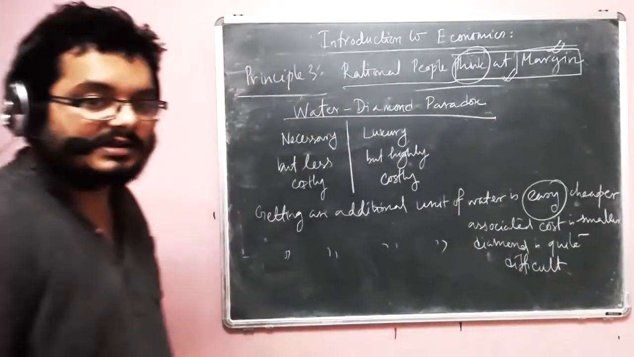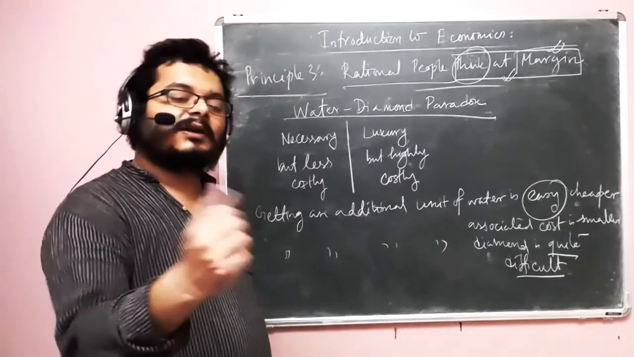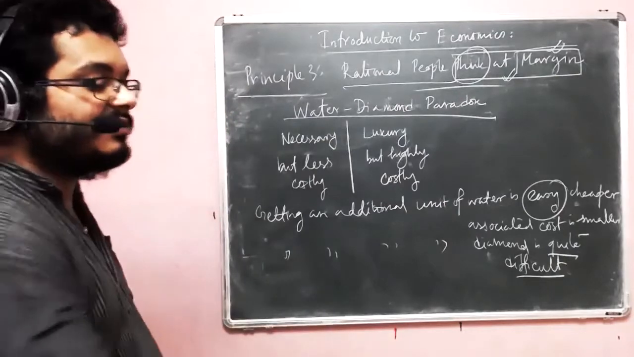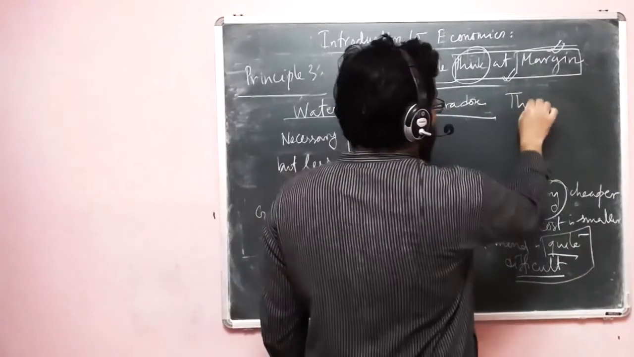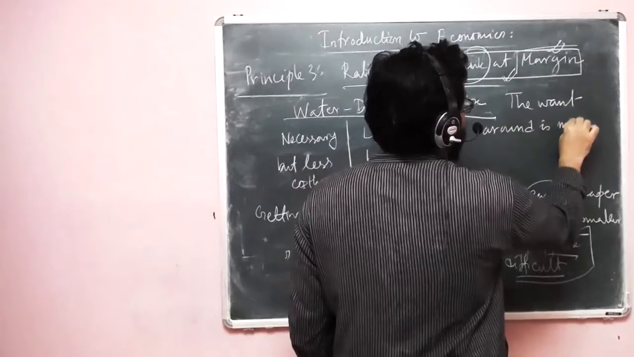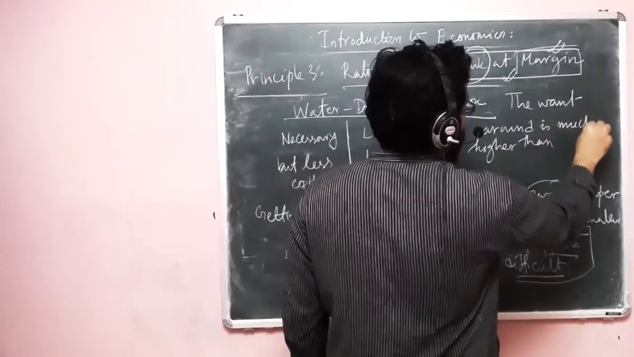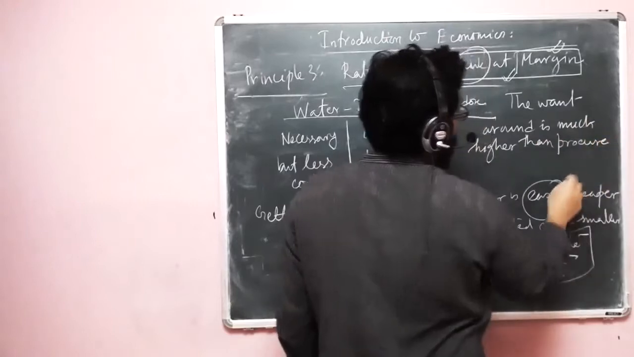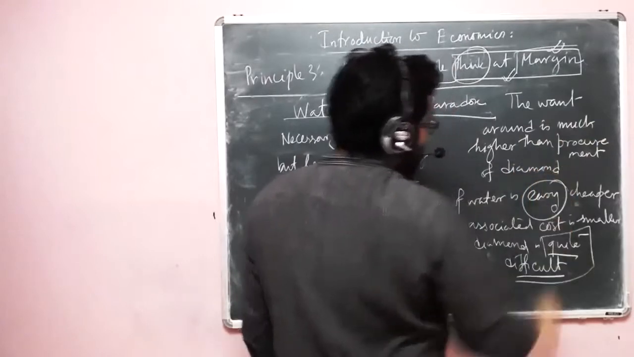Now, in what sense is it difficult? That is the most important part. It's not that it is quite difficult to find, because diamonds come from diamond mines. It's not that you pick up one diamond and bring out the beauty of it and then go for another diamond in the mine. They are always discovered in plenty. So why am I saying that this is quite difficult? It's because the want around diamond is much higher than the procurement of diamond. That's what makes it quite difficult.